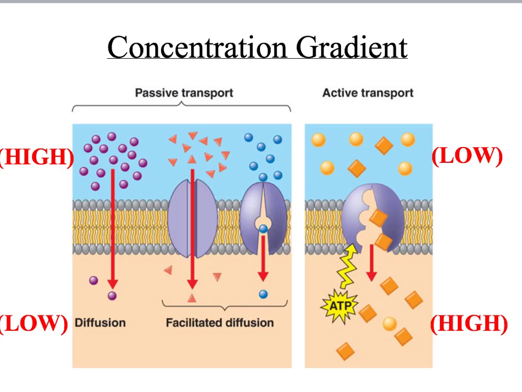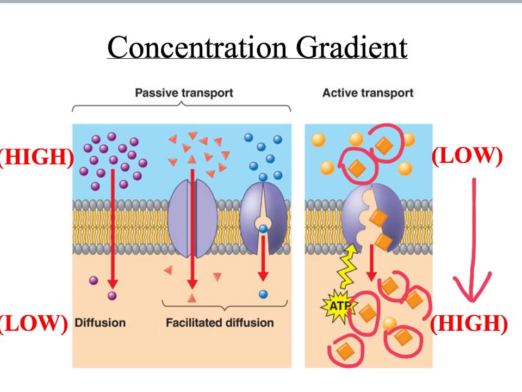Now let's take a look at active transport. Active transport moves molecules from a low concentration to a high concentration. Notice that there are only two of these molecules outside, and there are 5 molecules on the other side. This is possible with the use of a carrier protein and also ATP.